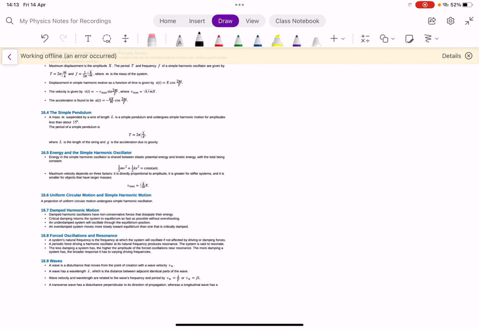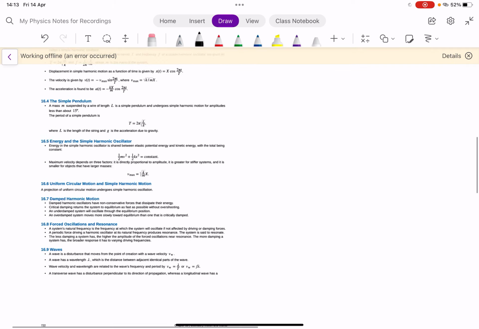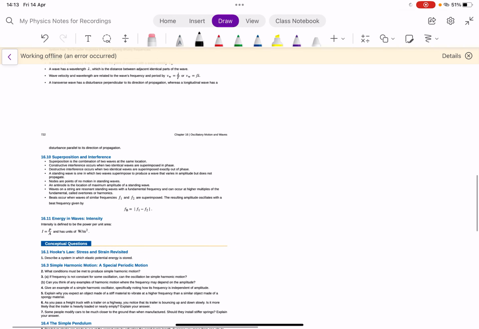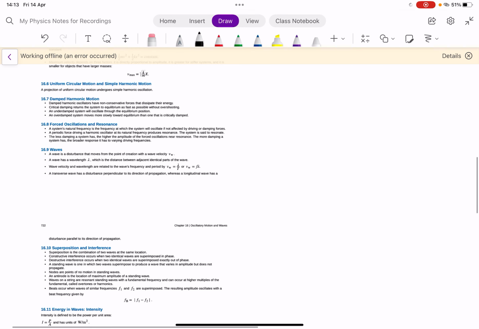Okay, so 16.9 obviously goes into waves a little bit more specifically. And then we get into the second to last section, which is a really important one to study for now, superposition and interference. You're going to need to have a bit of an understanding of what these things are talking about and why they're important to waves. So superposition and interference is a really important idea.